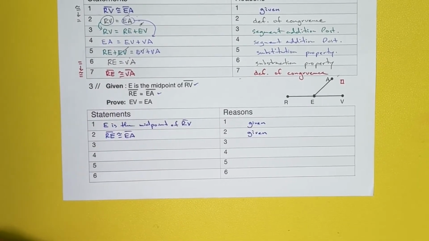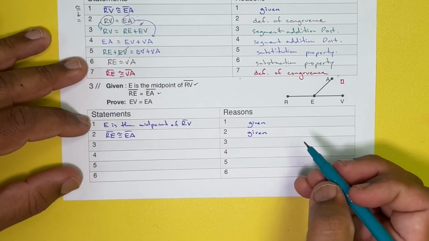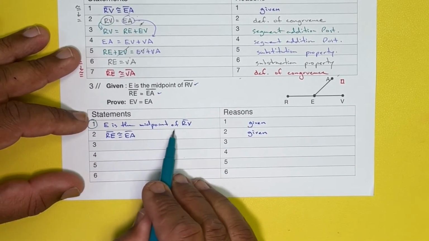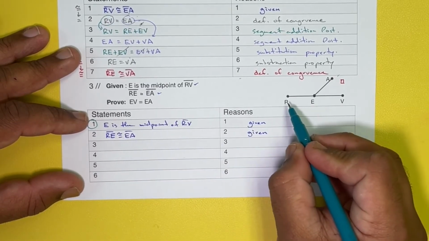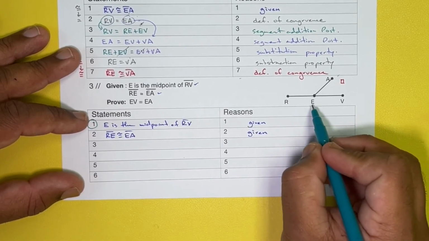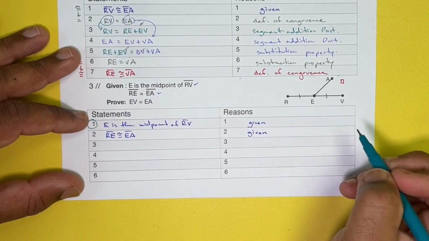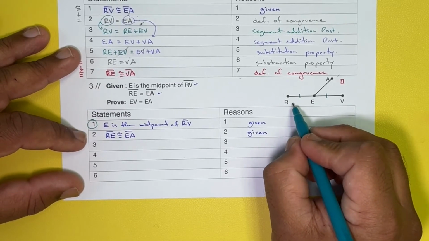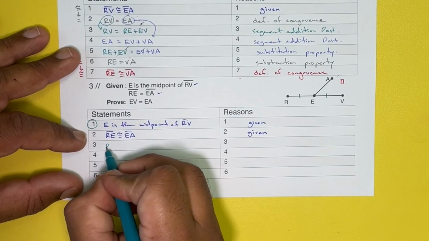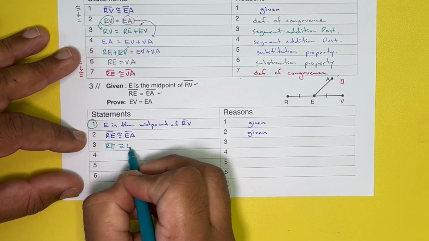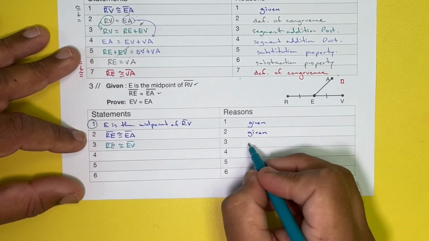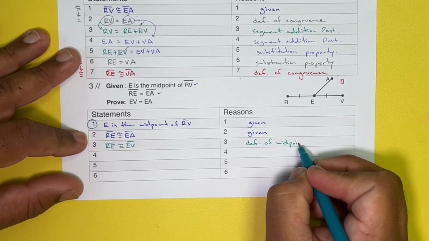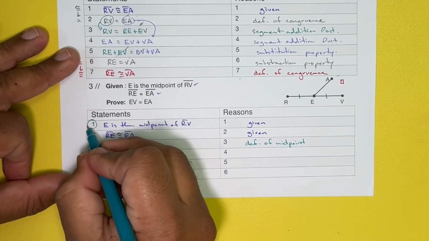If you recall, I need to use both of my givens. So if we're stuck right here, we're going to look at our first given and see what that tells us. E is the midpoint of RV. So I look over here, E is the midpoint of RV. Well, I should know that if that's a midpoint, these two parts are congruent. Because that's the definition of a midpoint. It's in the middle. So those are the same. So I can write RE is congruent to EV. I know that because I know the definition of a midpoint. So number 1 led to number 3.